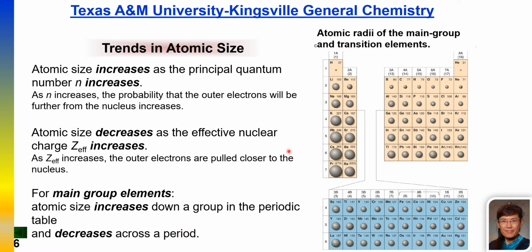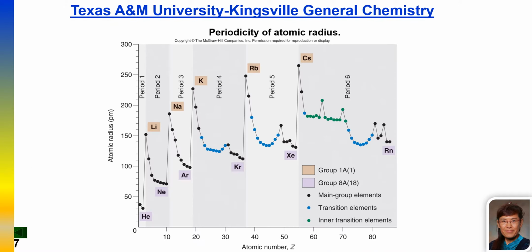Again, for the same group, from top to bottom, atomic size increases. For the same period, from left to right, it decreases. So let's do another way to represent it. I like this plot.